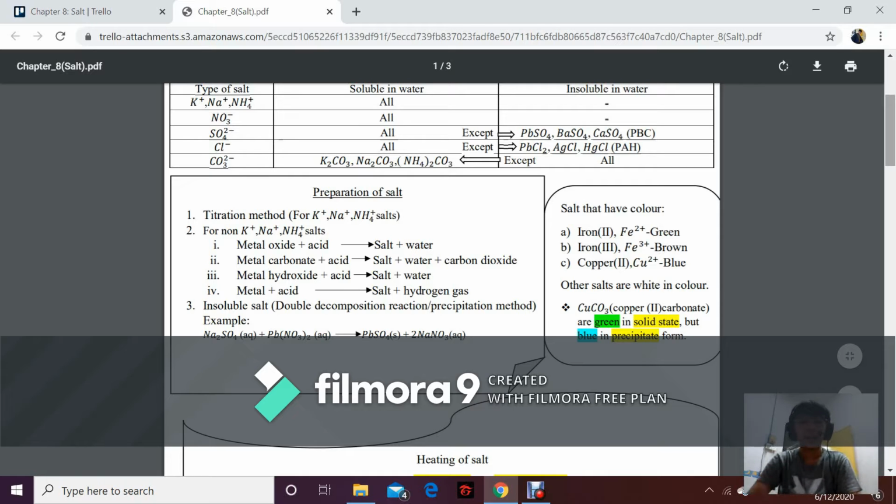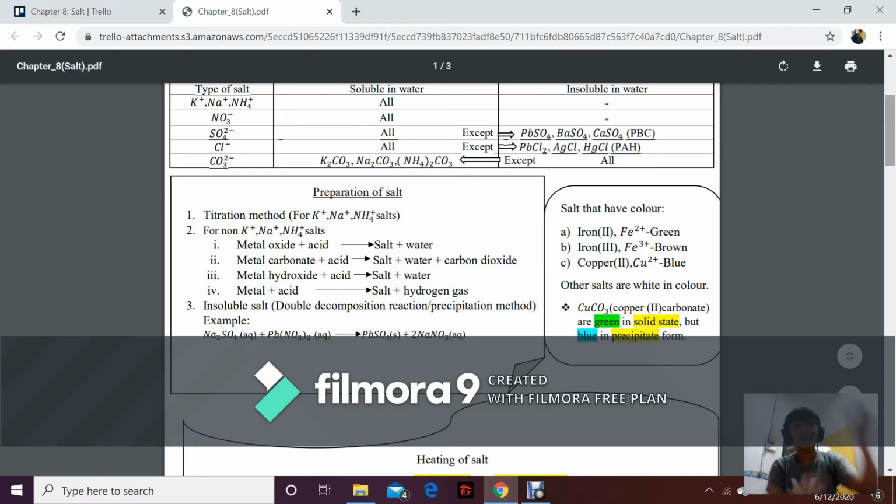So okay, you need to remember for titration method, you can only apply for sodium, potassium, and ammonium salt only. Other than that, cannot use titration method. Okay, what is titration method? Titration method is you use the pipette, the long pipe, like pipe, but it is known as pipette. So the long one, and the bottom you put the NaCl or NaOH. So the top one you put acid, the bottom one you put the base.